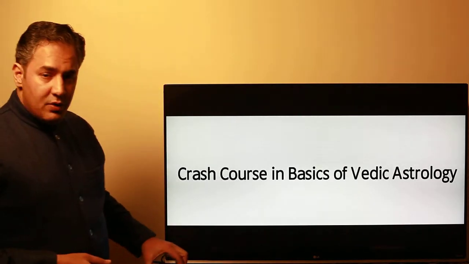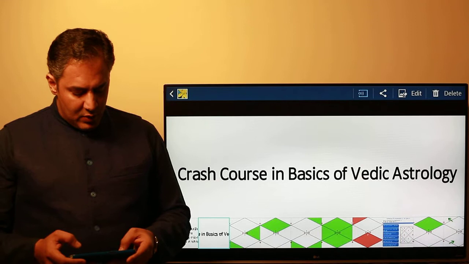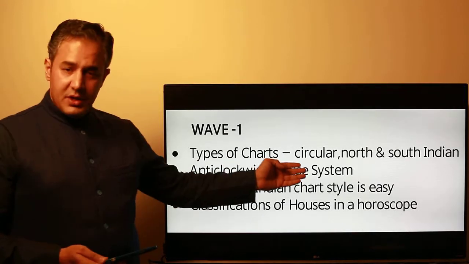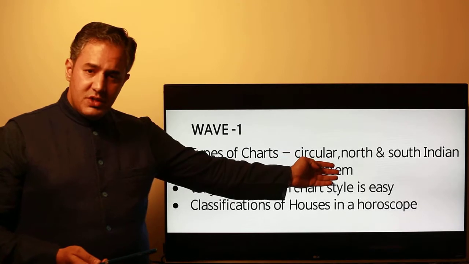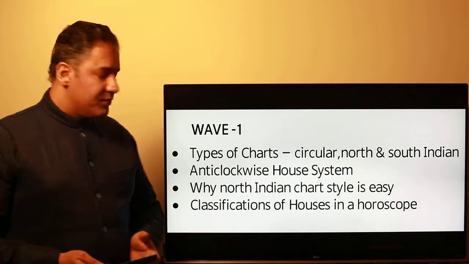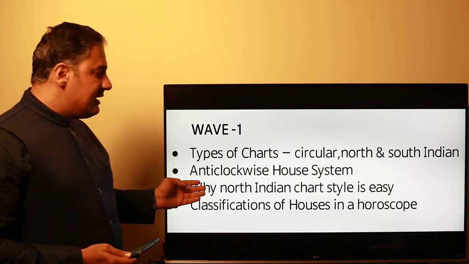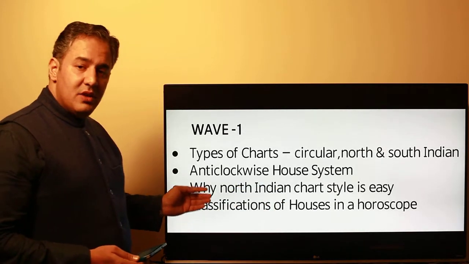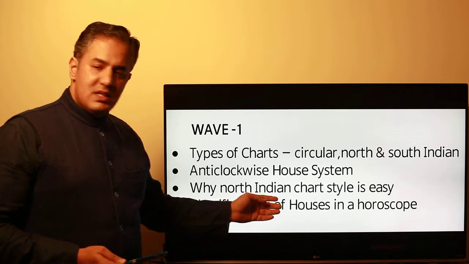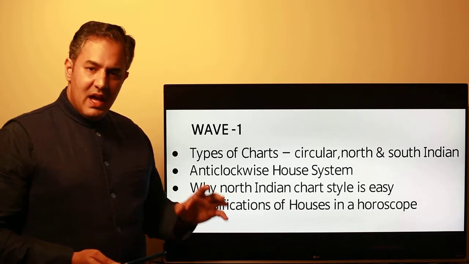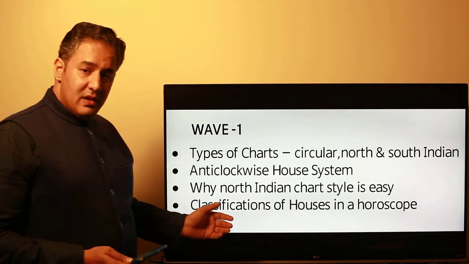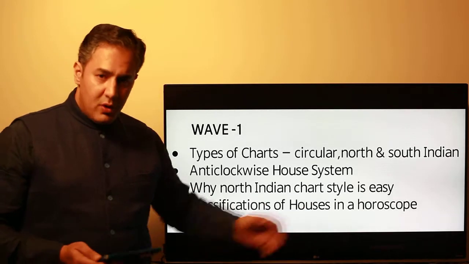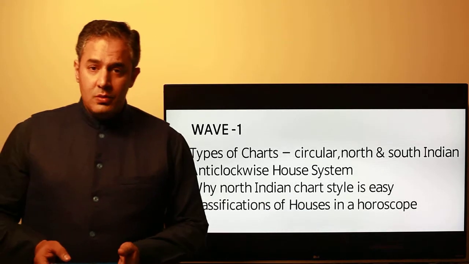So in this video I would be telling you about types of charts: the circular chart, the North Indian chart and the South Indian chart. The second thing we will discuss is the anti-clockwise house system. The third thing, why the North Indian chart style is easy in Vedic astrology. And then at last, we would be discussing the classifications of houses in a horoscope. So let's begin.